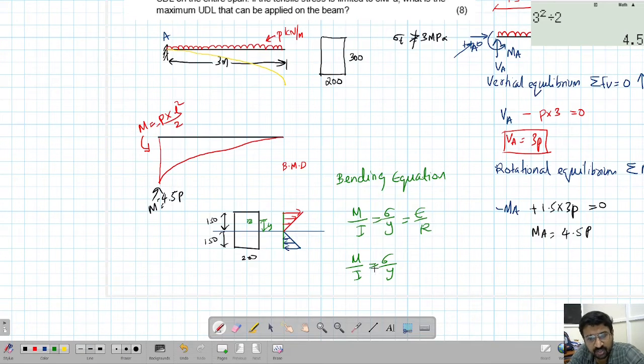Put y equal to 75. M is constant in this section, m is 4.5 p, and I is also constant for a section because the section is constant throughout the length. We get the value of stress at this point. Put y equal to 150, you get the stress at this point.